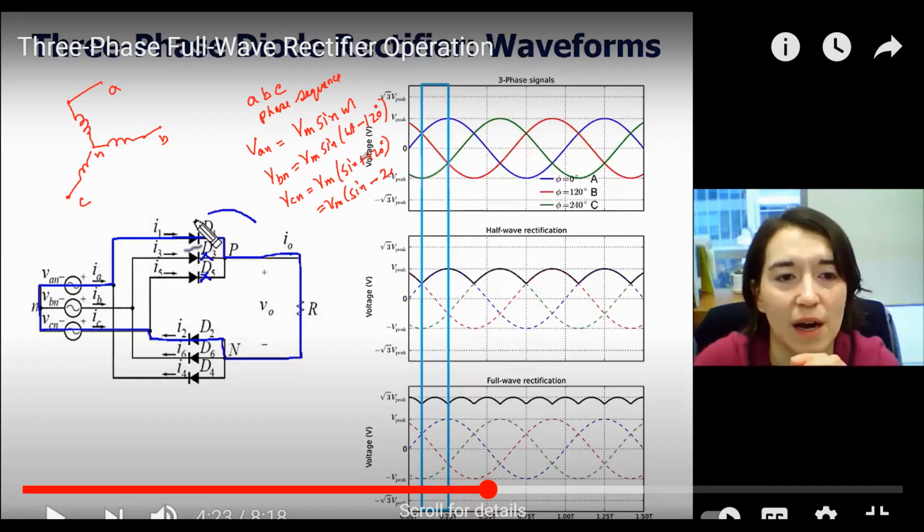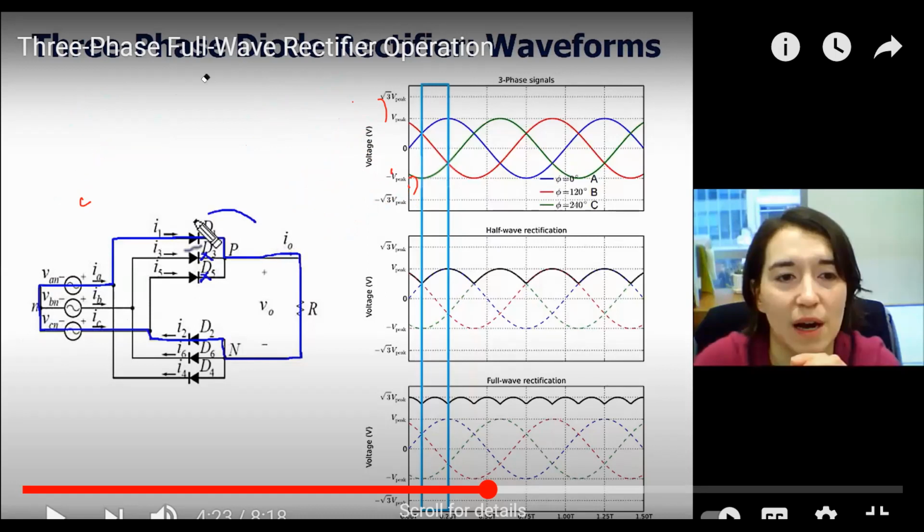Yes, sir. Sir, you wrote omega t plus 120 degree. Yes, Vm sine of omega t minus 240 degree. This way we can write down, right? Yes or no? From the power system knowledge. Yes, sir. Okay, good. So now look here.